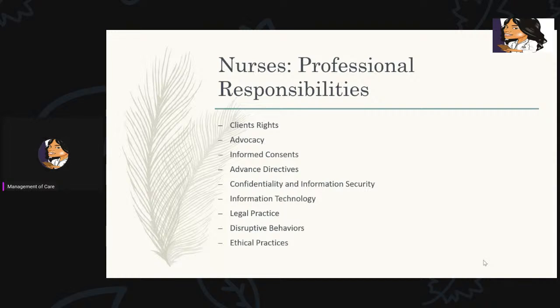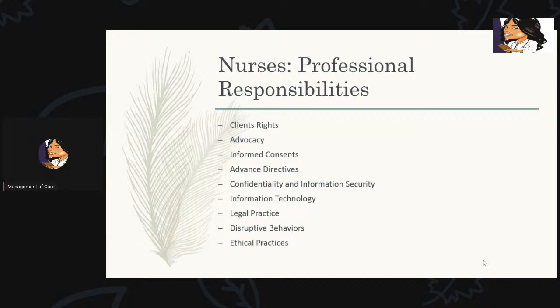Okay, so nurses' professional responsibilities. We all know that as a nurse, we have certain responsibilities, certain standards that we have to hold. We all have to put the patient first. So make sure that you are taking care of the client. Clients have rights. Advocacy, you're advocating for the client. Informed consent, make sure that your client understands informed consent before you allow the client to sign anything.